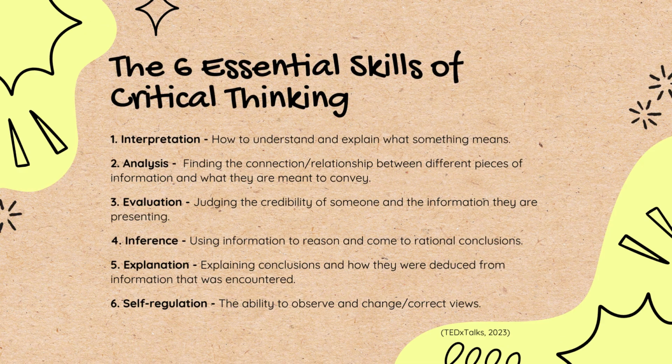Critical thinking skills. The 6 essential skills of critical thinking. 1. Interpretation. How to understand and explain what something means. 2. Analysis. Finding the connection and relationship between different pieces of information and what they are meant to convey. 3. Evaluation. Judging the credibility of someone and the information they are presenting. 4. Inference. Using information to reason and come to rational conclusions. 5. Explanation. Explaining conclusions and how they were deduced from information that was encountered. 6. Self-regulation. The ability to observe and change or correct views.